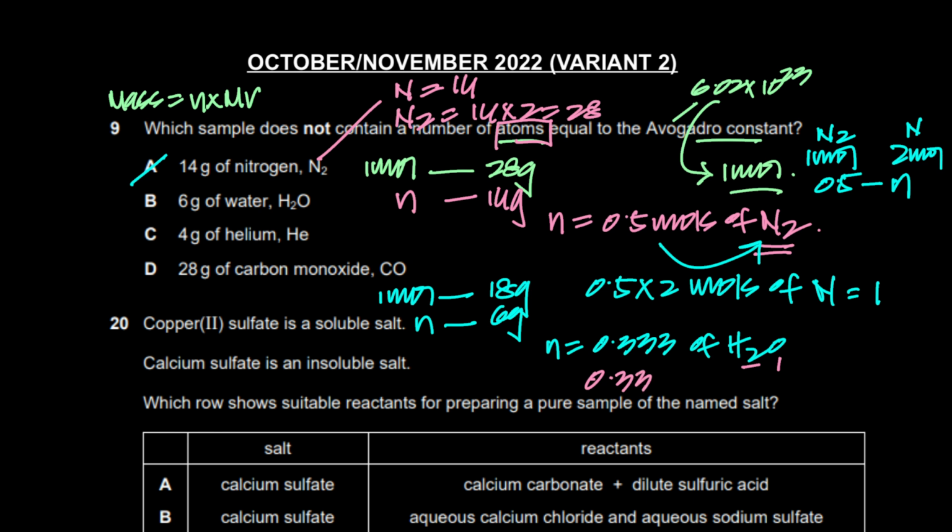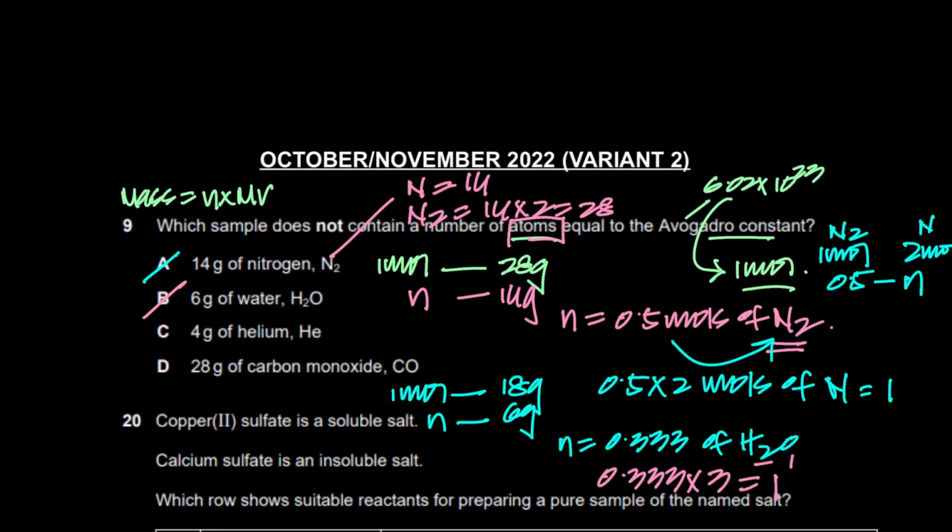We're going to say, hey, 0.333 times it by 3. And what do we get? We roughly get 1. Yes, we get 1. So that is also going to be eliminated. Similar is the case with C. I'm going to move up a little.